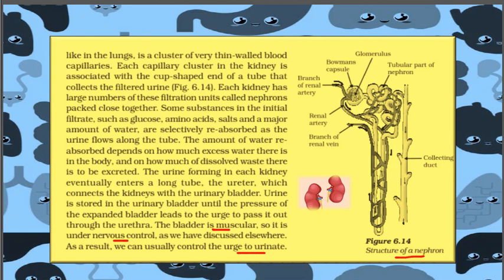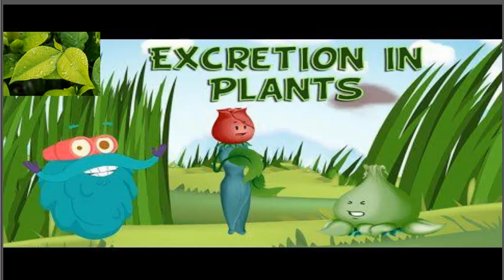Clear? So students, this is the whole excretion process in the human being, and this is the structure of the nephron. Okay, and also I am attaching the 3 question answers from this excretion. Okay, so you have to learn the question answers, and also you have to write them in your notebook. Okay, because this is a very easy process.